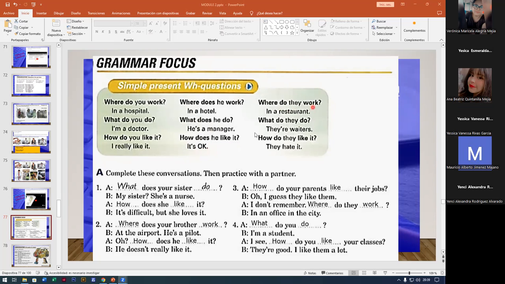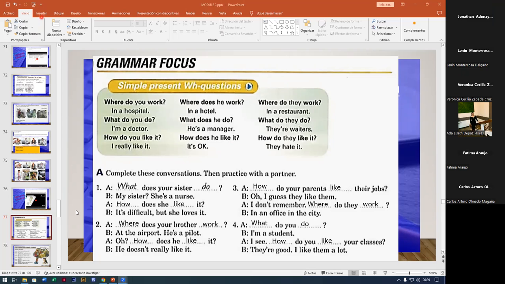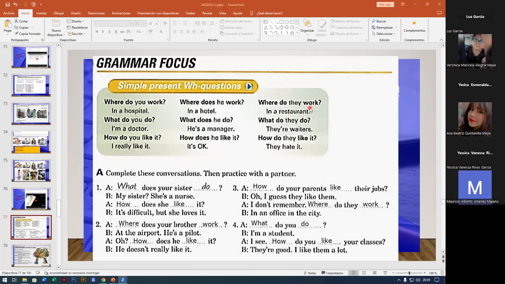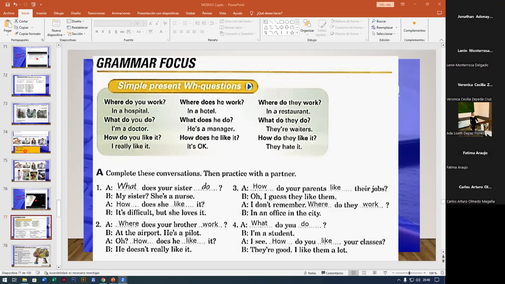Jency, continue. Where do they work? Thank you. Ana Beatriz. In a restaurant. Thank you very much. Ada, what do they do? They're waiters. Very good. Carlos Arturo, how do they like it? Very good job. Nice one. Miguel Antonio, they hate it. Very good.